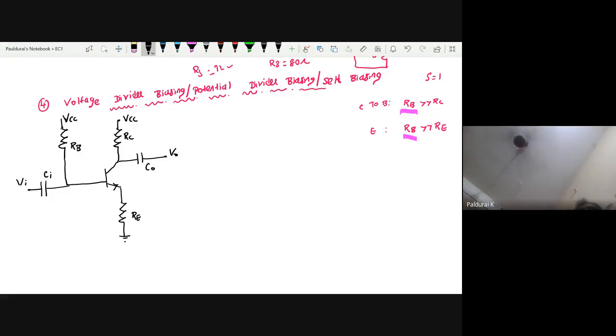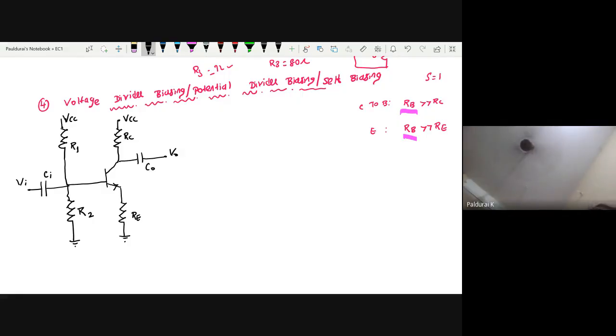That guy simply connected one more resistance here. That's it. Now, how will you name this? Both are connected to the base, right? So he has given some other names: this is R1, this is R2. So this is the circuit diagram for voltage divider biasing.